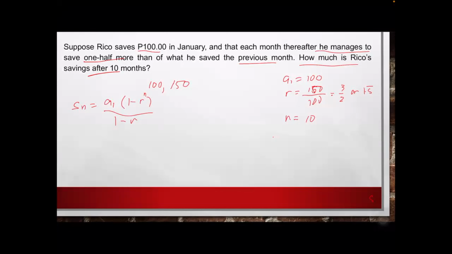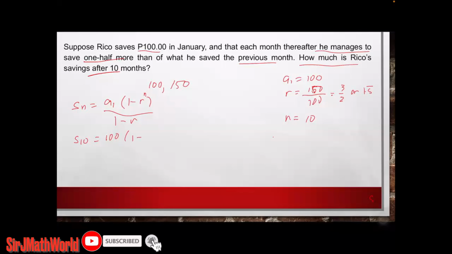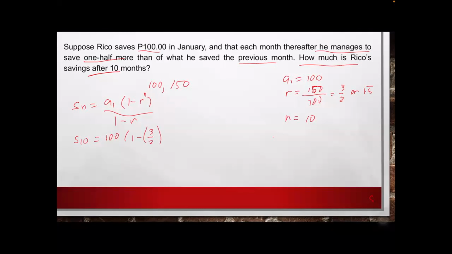Na nangyari na kay Jehan, hindi na siya makakasok. So, yan, pasok siya. Mayroon tayong S sub 10 is equal to, our A sub 1 is 100, times 1 minus our R, which is 3 over 2, raised to 10, over 1 minus 3 over 2. Paki-compute ko yung ating R.